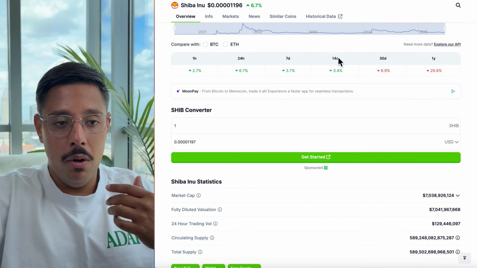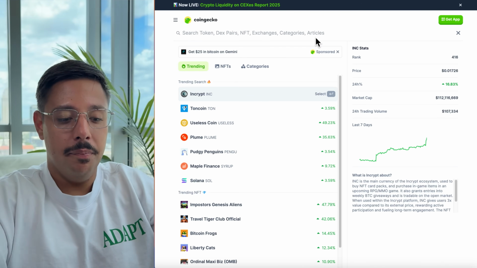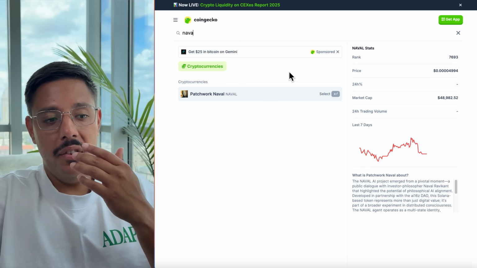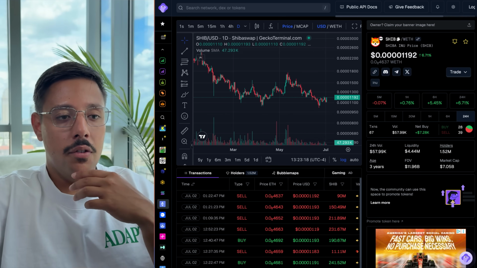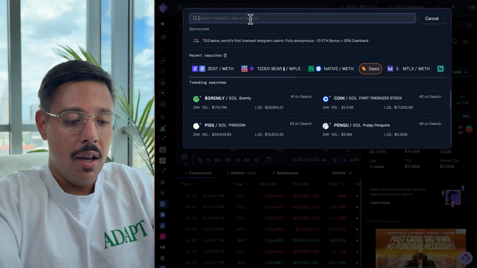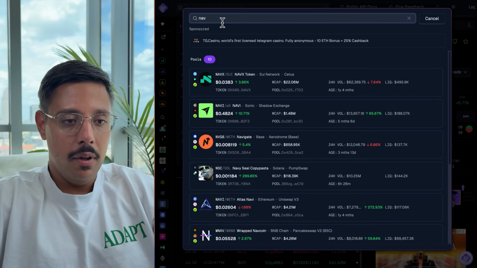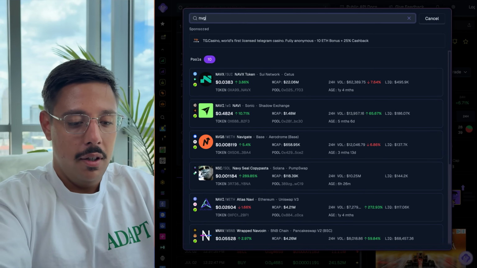But if I come over here and we go to the same coin, Navigate, right? Let's look at it. This is actually how we found Navigate, and I don't think they have it. Let's go on GeckoTerminal and look up Navigate. I don't think they have it. Let's come over here, NVG8.